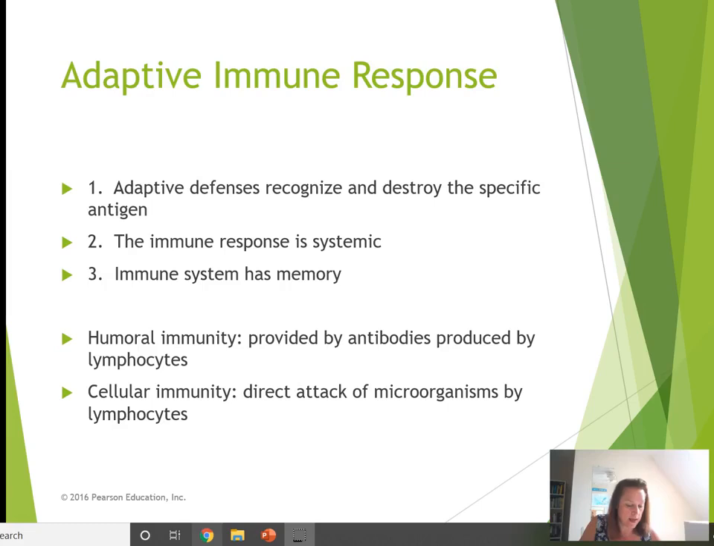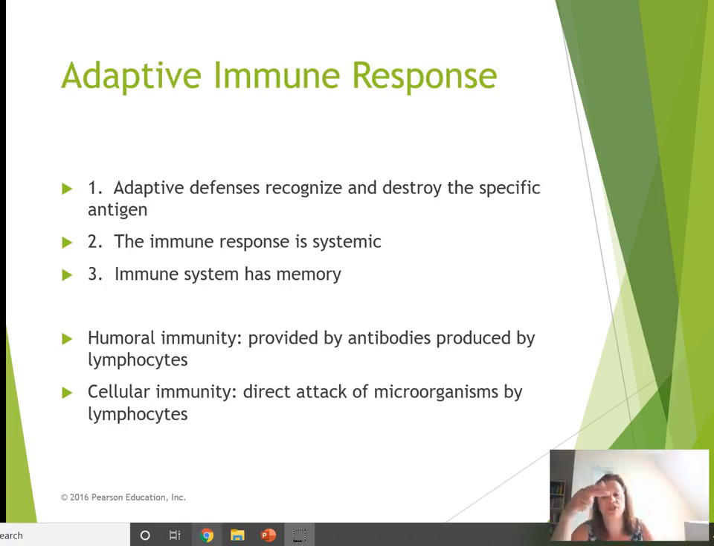There are three important aspects of the adaptive immune response. Number one, they have to recognize and destroy a specific antigen. Number two, it's systemic, so it's everywhere in the body. It's not just where a phagocytizing cell happens to come across the bacteria. It's systemic, and it has a memory. So our immune system will remember something it has seen already and be ready to attack it so it doesn't infect us twice.